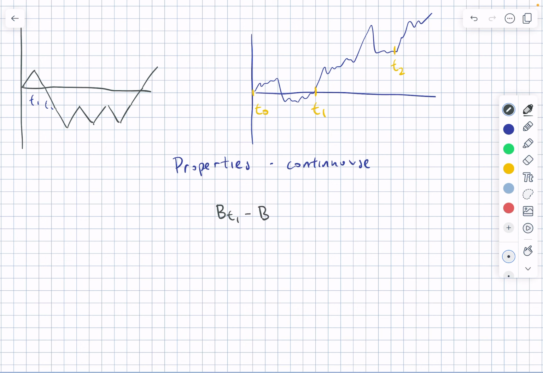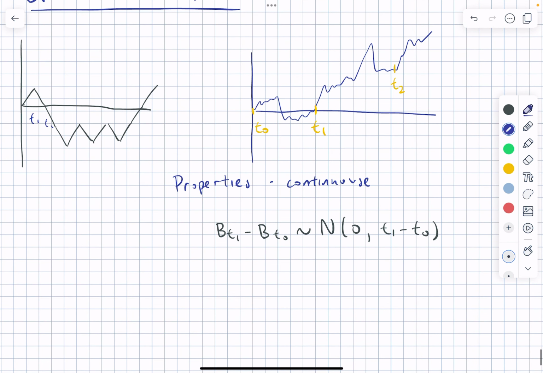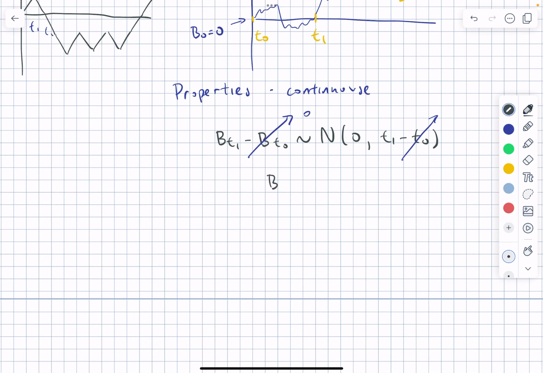The difference between Brownian motion at t1 and t0 is going to be normally distributed, so a normal distribution with a mean of 0, and a standard deviation of the difference in time. In this case, the difference is t1 minus t0. We know that Brownian motions start at 0, so B0 equals 0. That means we can get rid of this term, and we can get rid of this term. So what we have left is that B t1 is normally distributed around a mean of 0, and has a variance of t1.